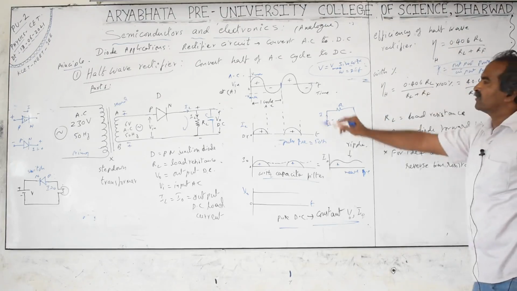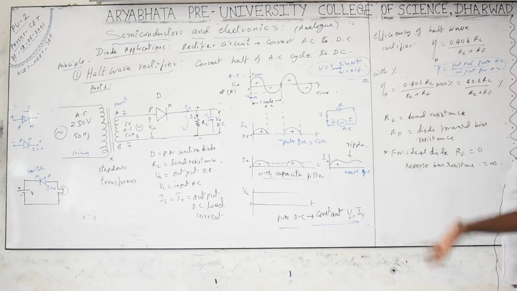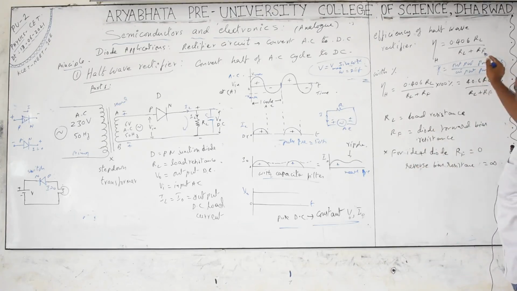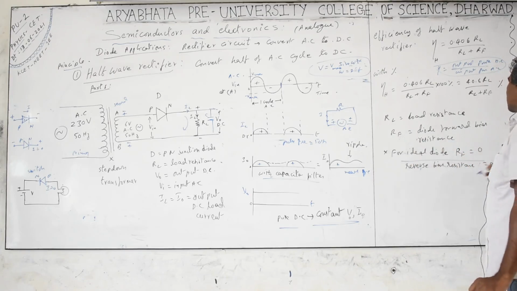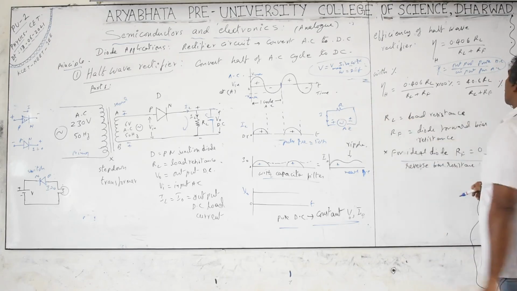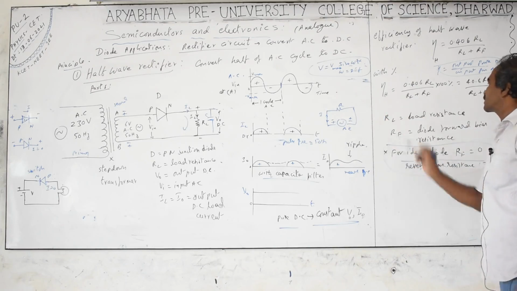Load resistance is that value what we have taken. That can be a device resistance, any electrical device you are connecting across the circuit, and RF is the diode forward resistance, that will be a few ohms. If you take an ideal diode, RF is 0. For an ideal diode RF is 0, and for reverse bias the resistance is infinity. In reverse bias it does not conduct, this is the case of an ideal diode of course.